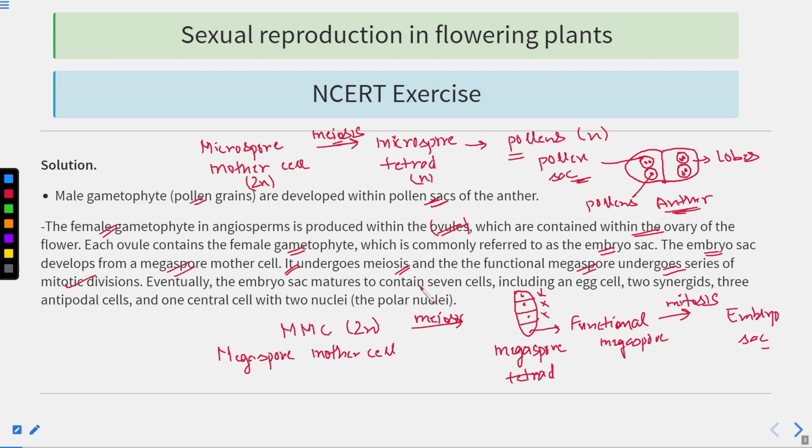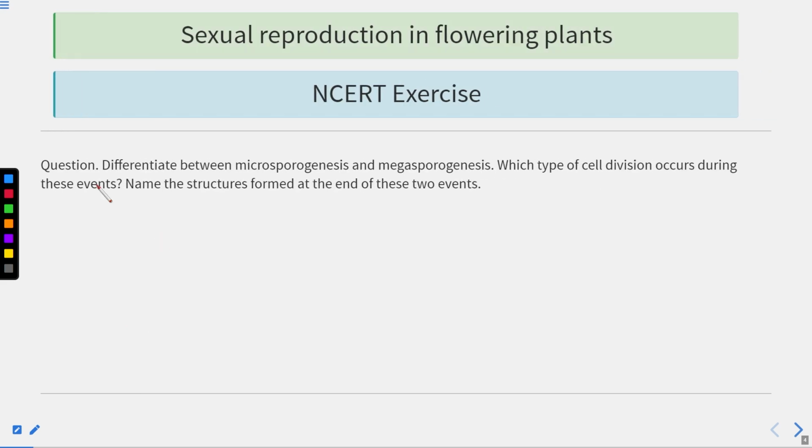Eventually, the embryo sac matures to contain 7 cells, including an egg cell, 2 synergids, 3 antipodals, and 1 central cell, which consists of 2 nuclei. So it is 7-celled and 8-nucleate. Clear? Now let's talk about the next question.